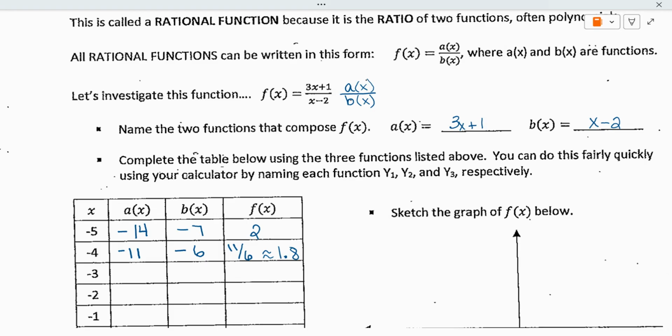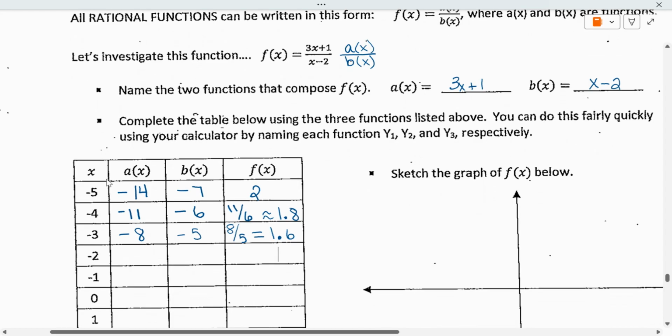What about when you let x equal negative 3? A of x is negative 8, and b of x is negative 5. Negative 8 divided by negative 5, well, that's 8/5, which is exactly 1.6, right? Well, what about when you let x equal negative 2? When x is negative 2, a of x is negative 5, and b of x is negative 4. Negative 5 divided by negative 4 is a positive 5/4, and that actually equals 1.25.